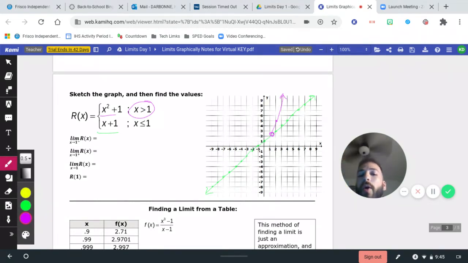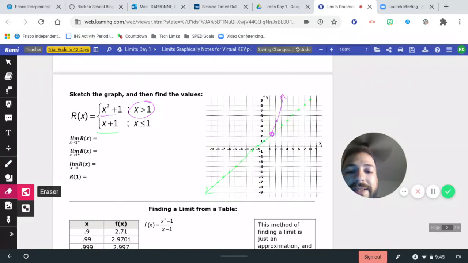We're going to put a hole for our parabola. Now our linear line is for x values less than or equal to 1. So anything to the right of 1, I'm going to erase. Any values greater than 1, we're going to erase. We're going to keep everything to the left of 1 equal to that right there.